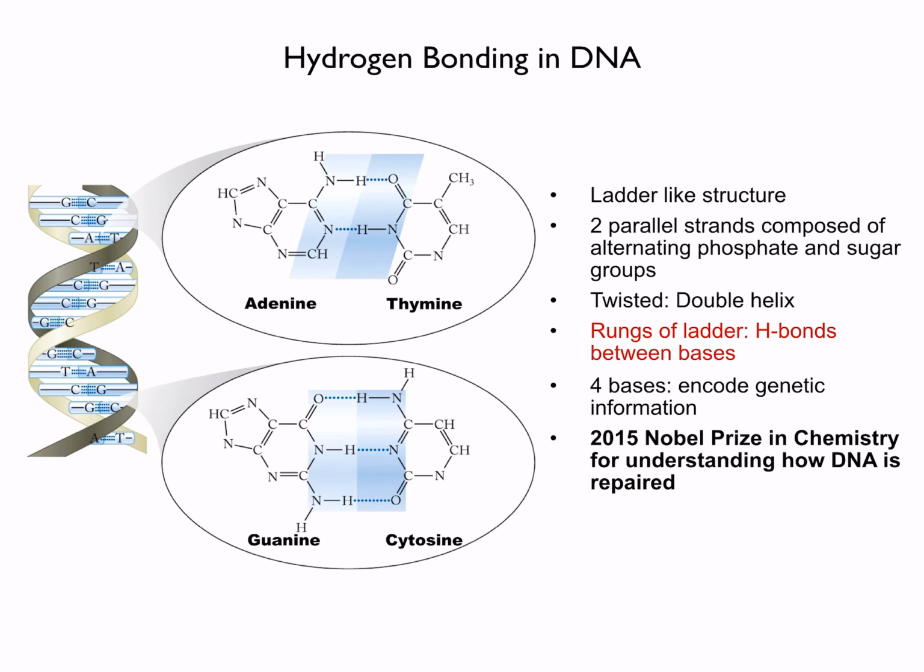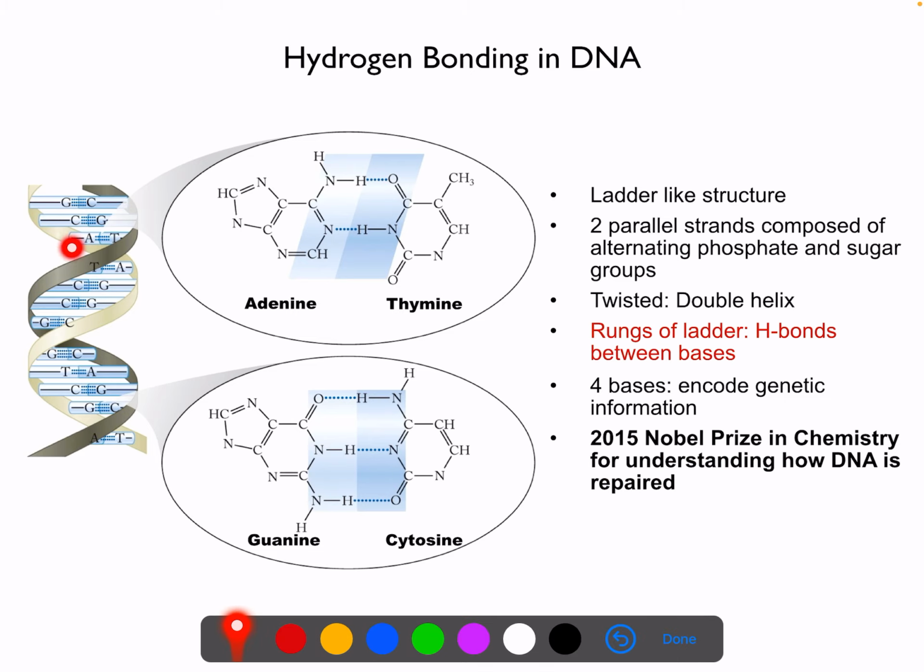Another example of hydrogen bonding is in DNA. So you may have learned in previous classes that when we have DNA, we have our double helix structure, and we know there's base pairs, adenine, thymine, guanine, and cytosine, right? And we also know that A always bonds with T and G always bonds with C. But the reason for that is hydrogen bonding.